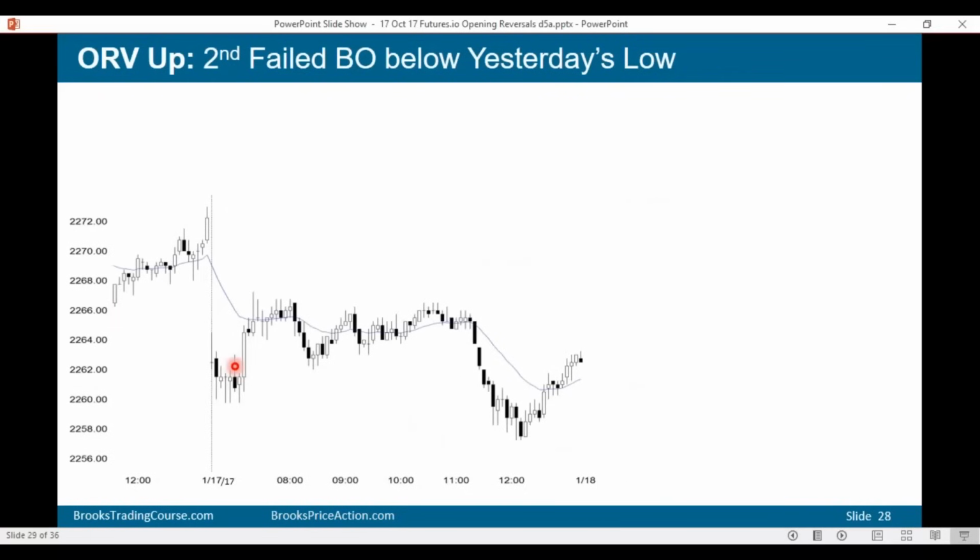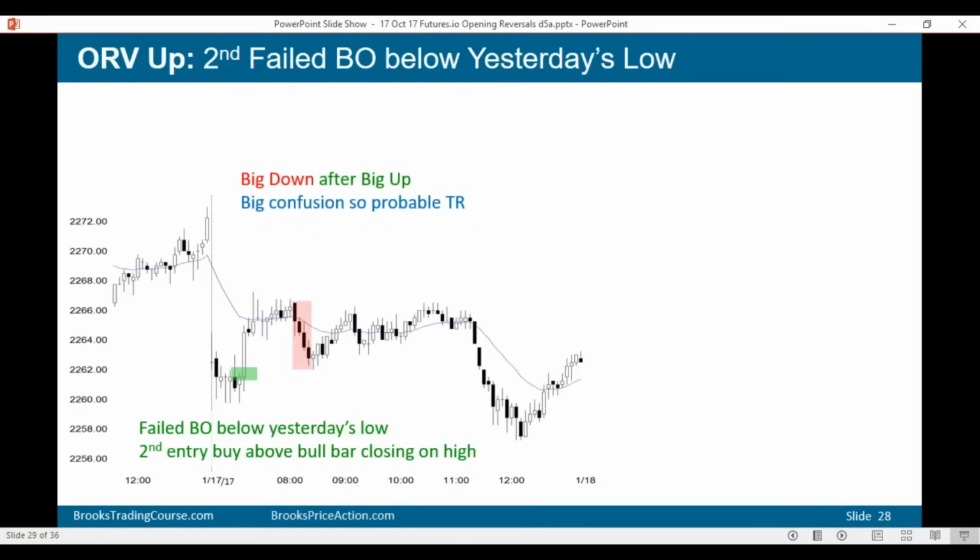Yesterday's low, first reversal, second reversal. Big up, big down, big confusion. Market's probably going to go sideways for 10 or 20 bars, maybe the rest of the day.